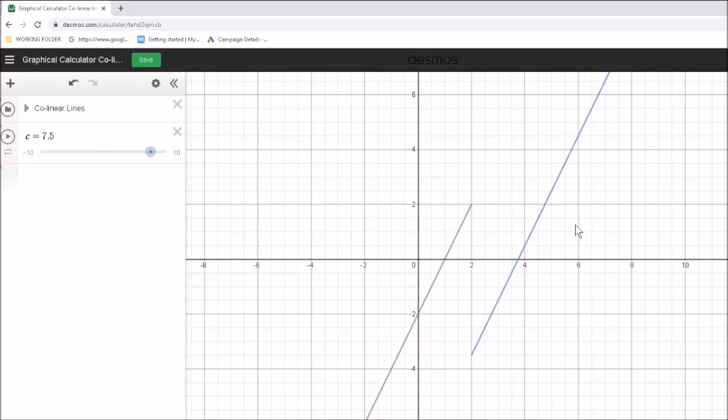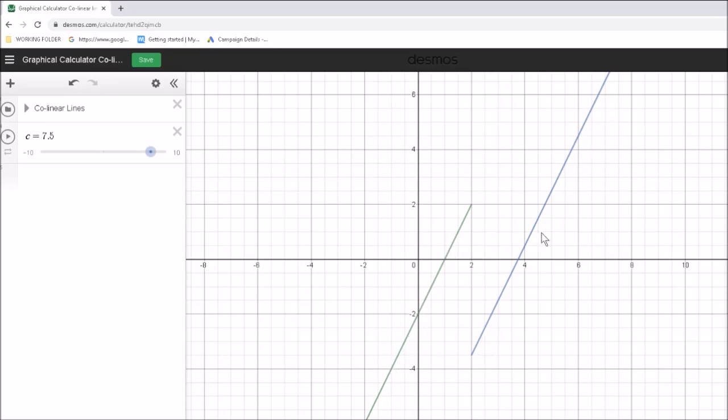So now we're interested in the idea of collinear lines. So I've got two lines drawn out here, one in green and one in blue. Now, in order for them to be collinear, they have to satisfy two things. First of all, they have to have the same gradient.